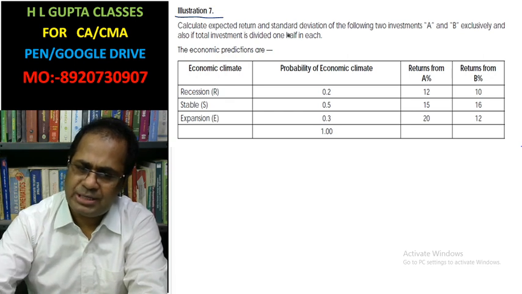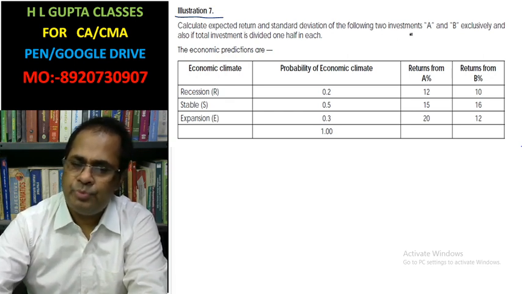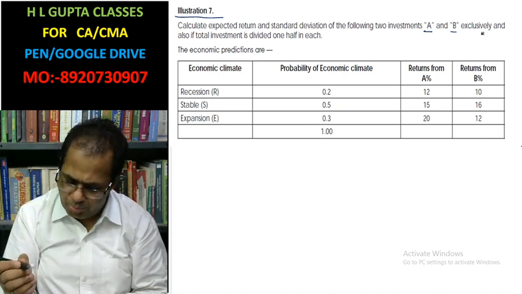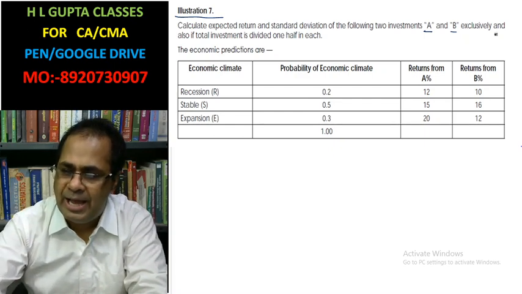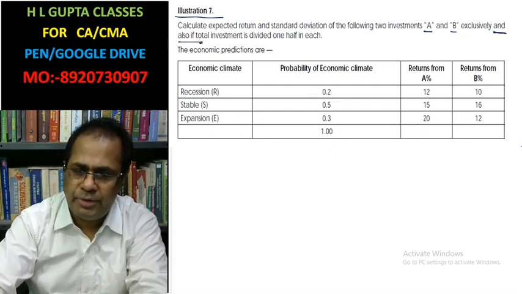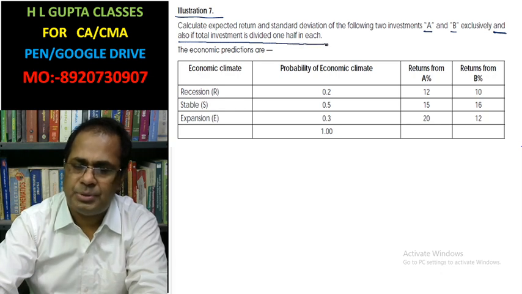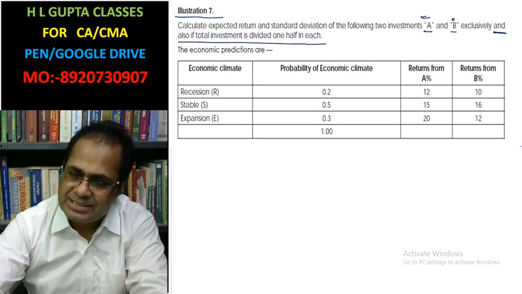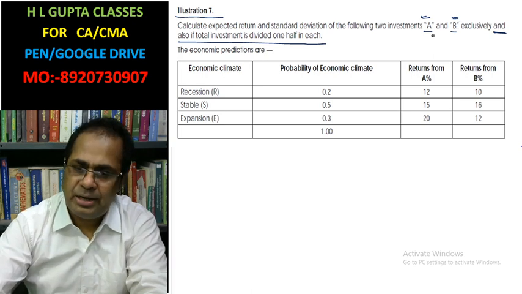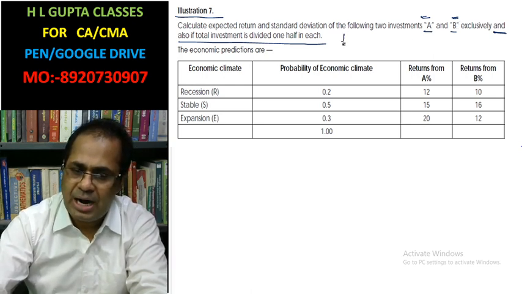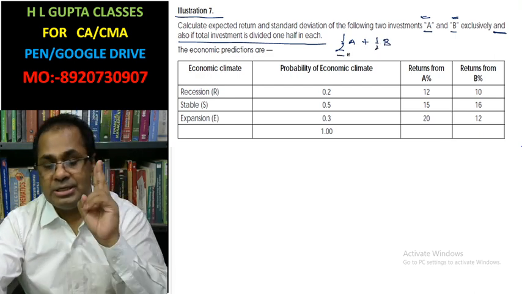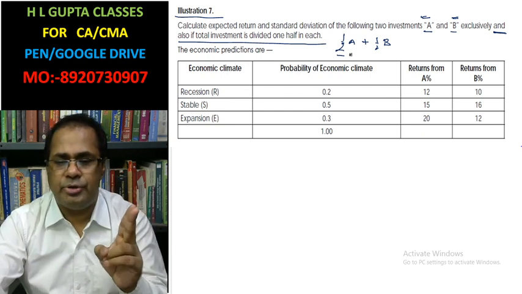calculate the expected return and standard deviation of the following two investments. One investment is A and one investment is B. Exclusively, in both standard deviation and expected return you have to calculate separately. Also, if total investment is divided one half of each, you have to calculate the standard deviation and expected return of A, the standard deviation and expected return of B, and the standard deviation and expected return of half of A plus half of B. This also. Okay, it means 3 standard deviations and 3 expected returns you need to calculate.